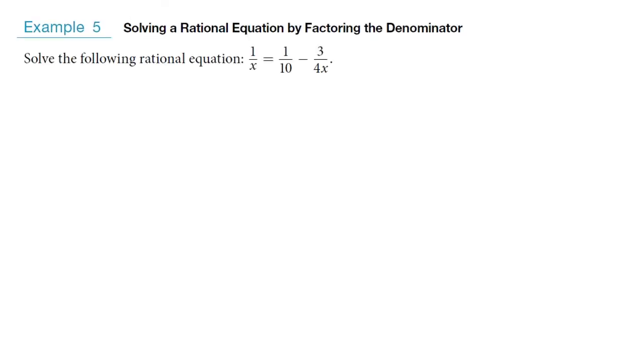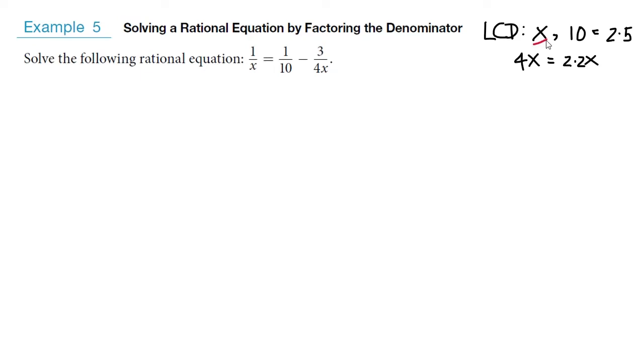Example 5, solve the following rational equation. 1 divided by x equals 1 divided by 10, subtract 3 divided by 4x. So in order to find the least common denominator, I want to make sure I include all the factors. So x is factored, that's everything, right? 10 is 2 times 5 if I divide it into prime factors, and 4x is equal to 2 times 2 times x.